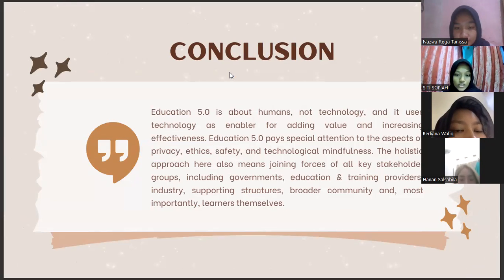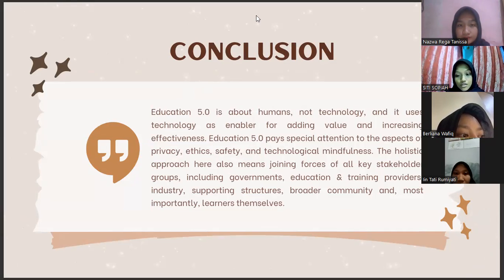Education 5.0 is about humans, not technology, and it uses technology as an enabler for adding value and increasing effectiveness. Education 5.0 pays special attention to the aspect of privacy, ethics, safety, and technological mindfulness. The holistic approach here also means joining forces of all key stakeholder groups, including governments, education and training providers, industry, supporting structures, broader community, and most importantly, learners themselves.